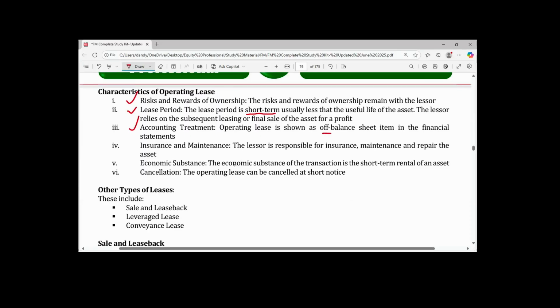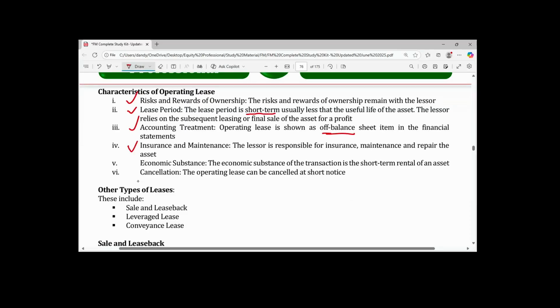I believe there's a little change based on the IFRS 17. There's a little change to that. However, when Mr. Wasir is taking you, you know, better, he will talk more on that. Then insurance and maintenance, we have talked about this.